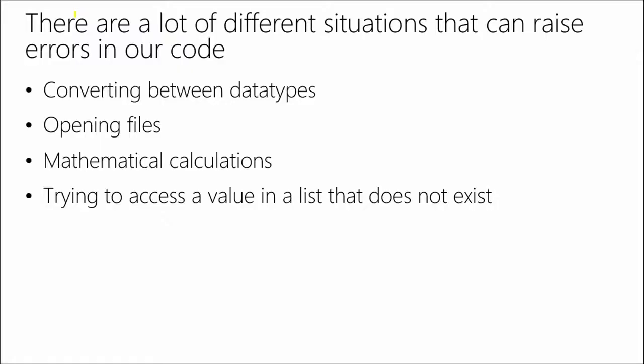Exactly. All right. So as I said, we've got a lot of different situations that might raise errors in our code. You might be converting one data type to another. You might be opening a file, doing a mathematical calculation, trying to access a value in a list if it doesn't exist. All of these sort of things could raise errors in your code.